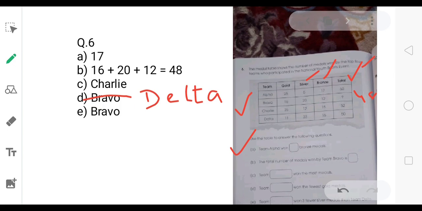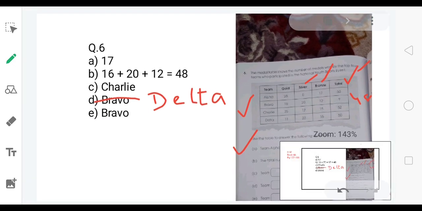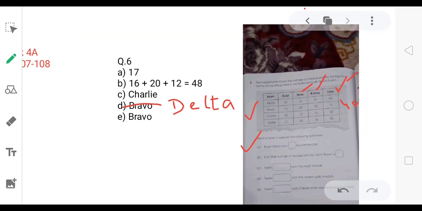Okay. Part E. Team Dash has fewer silver medals than Team Delta. Silver medals. Wait a minute. Team Dash won 3 fewer silver medals than Delta. It means 3 fewer medals than Delta. Delta got 23 medals and Bravo got 20 medals. It means Bravo got 3 fewer medals than Delta. So the answer of part E is Bravo. Is it clear?